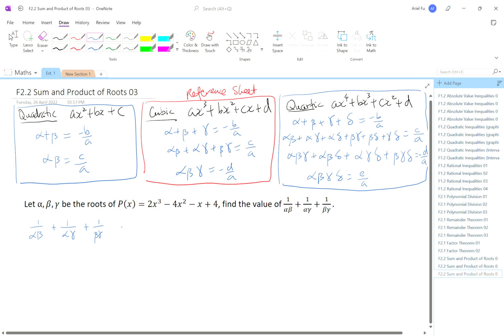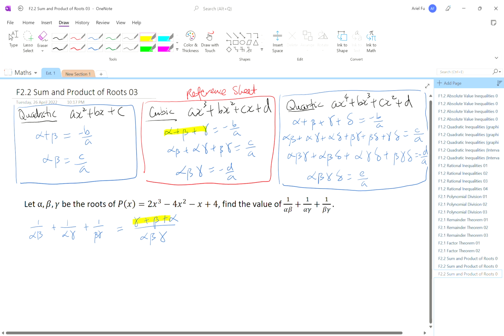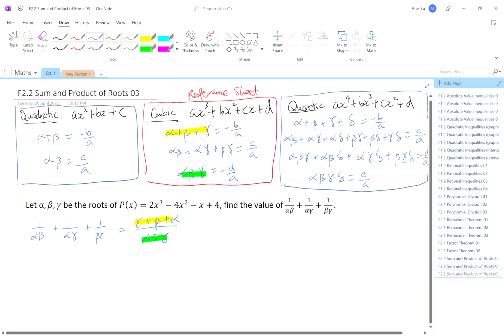I see they are fractions, so obviously I need to deal with a common denominator. By looking at it, I can actually multiply all three together. So the first one is alpha beta, so I have gamma, plus this one is alpha gamma, so I'm missing beta, plus beta gamma, so I'm missing alpha. And suddenly, if you look at this, isn't this just this? And isn't this just this? So great, now in your head you go, okay, I know what to do now.